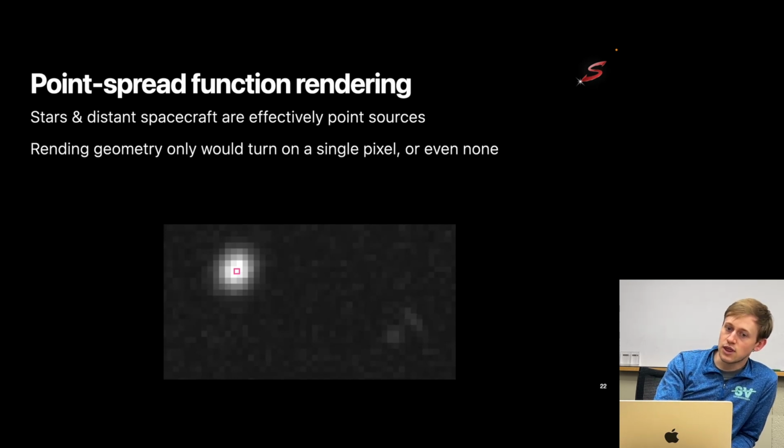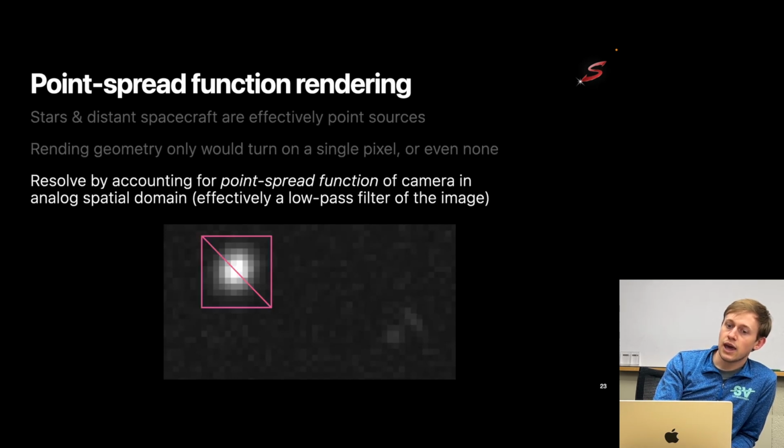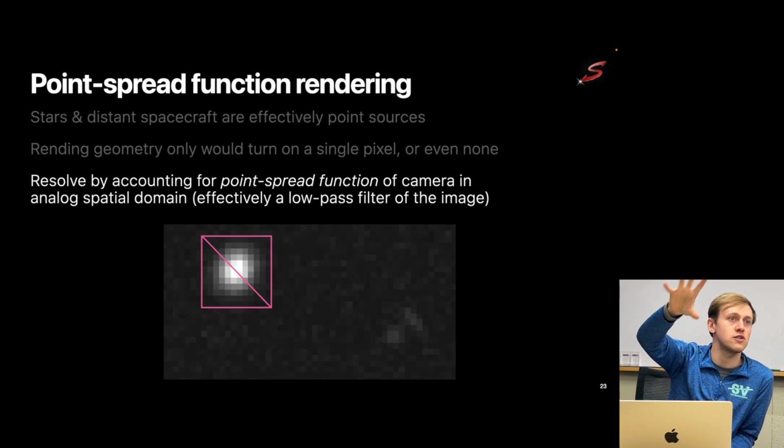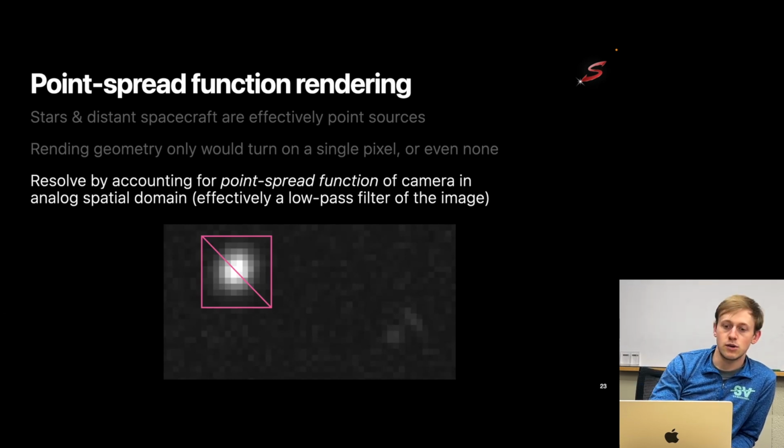And so, just like in DSP, you're trying to sample a high-frequency signal, you're going to get aliasing. And so instead of doing that, we account for the point spread function or the filtering of the camera before the sampling step. And so we can directly render, okay, what is the point spread function of the optical system at this location? And we just paste it onto the image, turn on the pixels accordingly. And that's how we render stars.